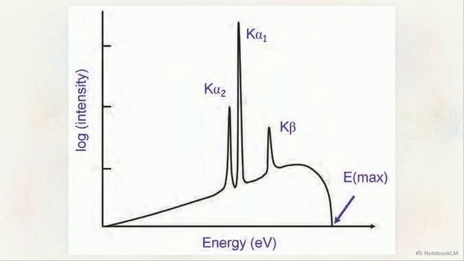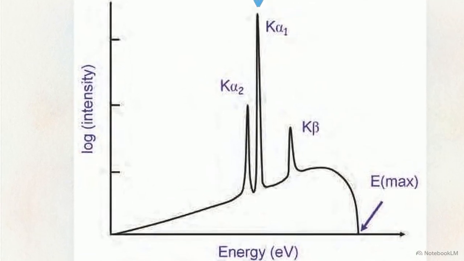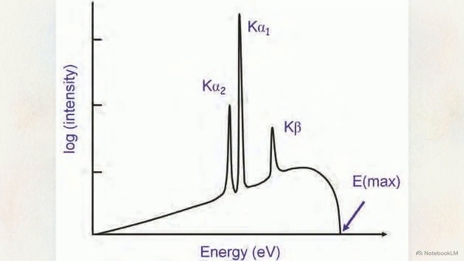Looking at the emission spectrum, this sweeping curve represents Bremsstrahlung, a continuous energy background. Emerging from it are sharp, intense spikes. These are K-alpha lines, created when an electron knocks out a core shell electron, forcing a higher shell electron to drop down and fill the hole.